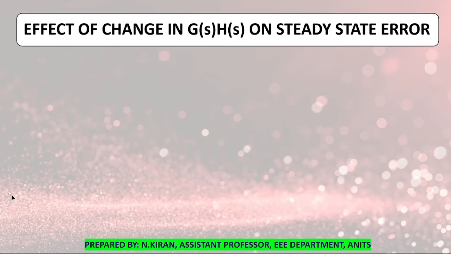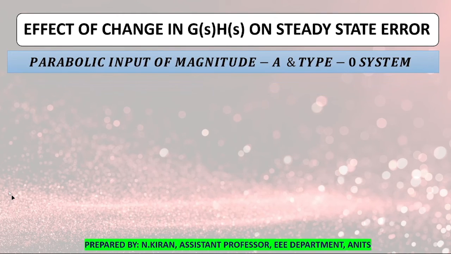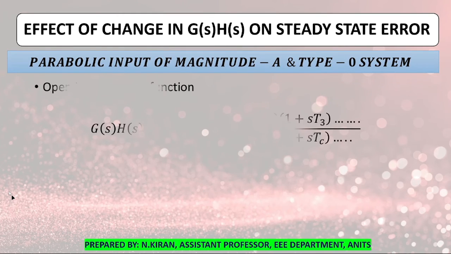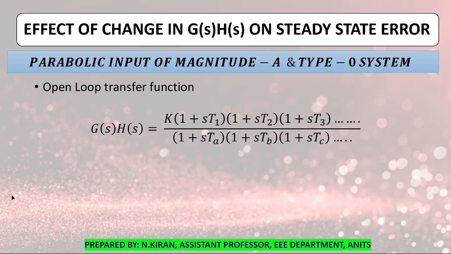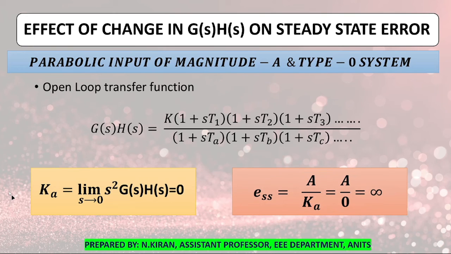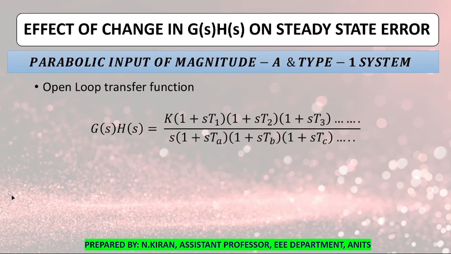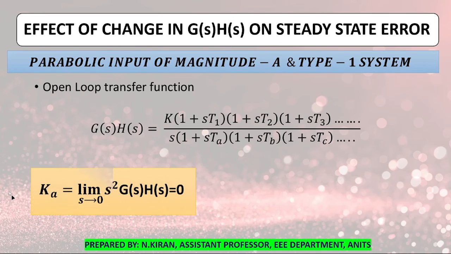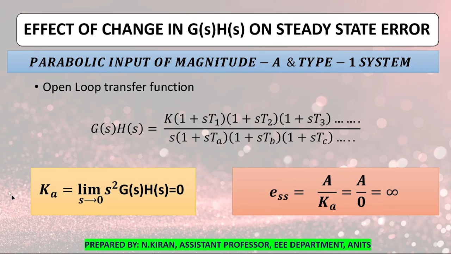And lastly, the third input, that is parabolic input. If I consider a type 0 system, since there is no S term in the denominator, here I'll consider the acceleration coefficient, Ka, and its value will become 0, which will correspondingly give me a steady state error value of infinity. If it is a type 1 system, then the Ka value will still be 0 and the steady state error will be infinity.